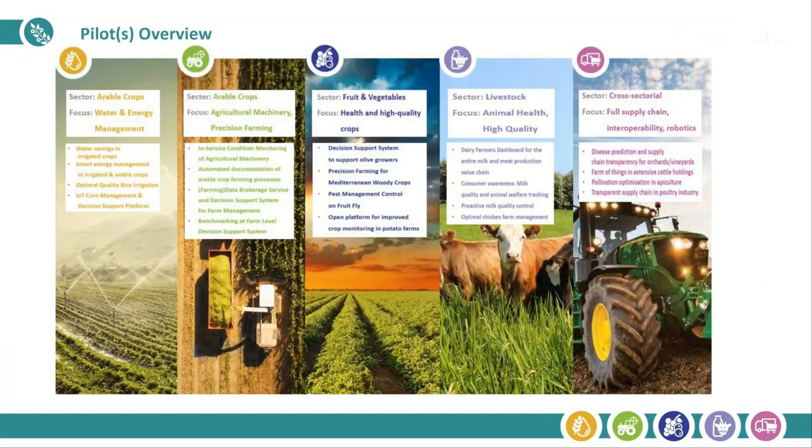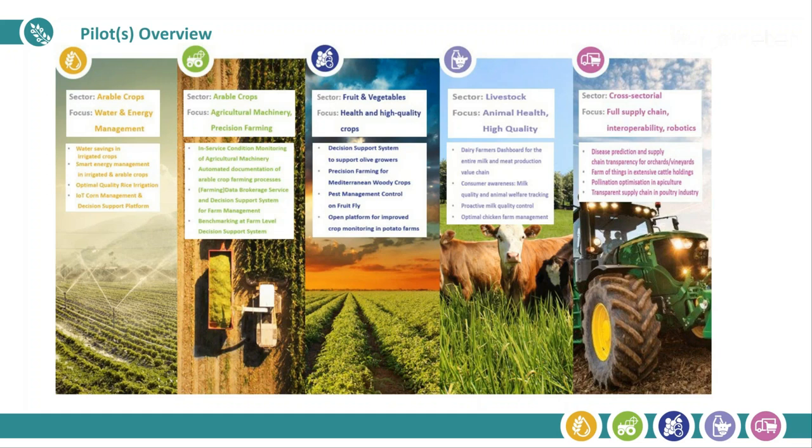The slide here just gives some examples of our pilots, just to show you the types of things we're investigating within the project. And you can get more details on all of these on our project website. But just as an example, we've got water and energy management pilots related to arable crops, so looking at things like smart energy management in irrigated crops or optimal rice irrigation. We have pilots on precision farming, again related to arable crops, where we look at in-service agricultural machinery condition monitoring. We look at data brokerage services, decision support systems, and so on.